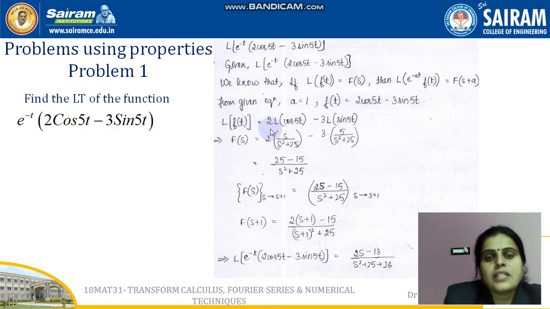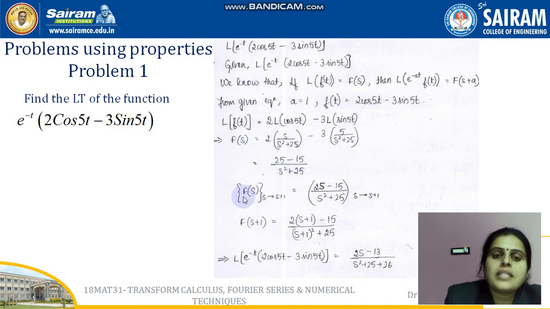So L of f of t is 2 L of cos 5t minus 3 L of sin 5t. We have done this by using the linear property. And L of f of t is nothing but F of s. The Laplace transform of cos at is s divided by s square plus a square, and in place of a you have 5. Therefore it is 2s divided by s square plus 25, minus 3 times the Laplace transform of sin at, which is a divided by s square plus a square, with a equal to 5, so 5 divided by s square plus 25. Simplify this: take the LCM, which is s square plus 25, and in the numerator you have 2s minus 15.